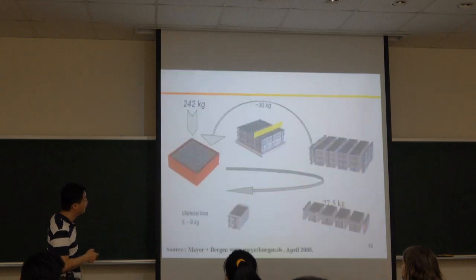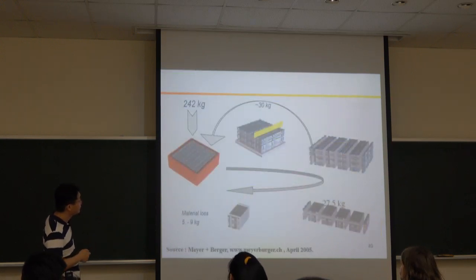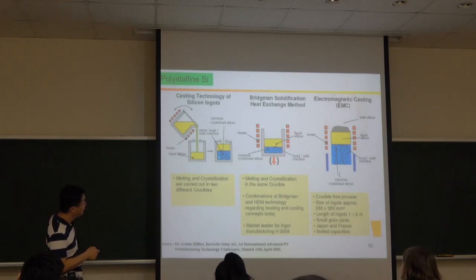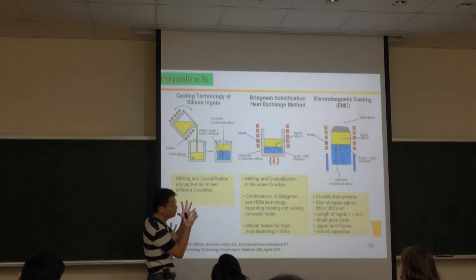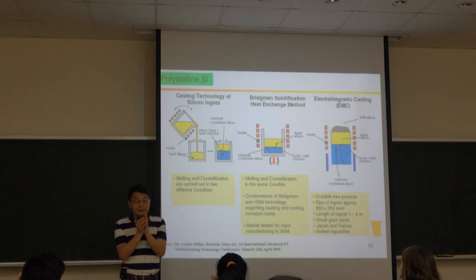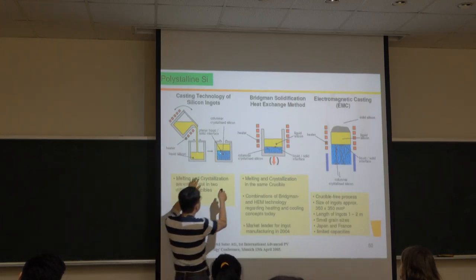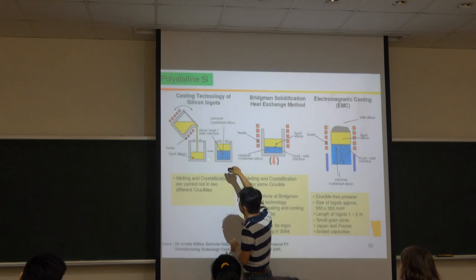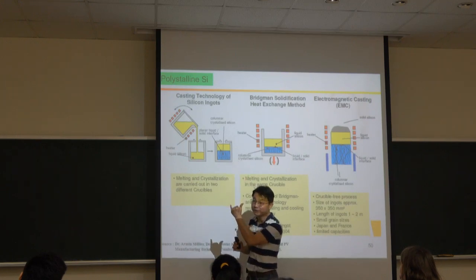Based on this loss, you can see this is the casting process. For example, we heat the silicon into a molten state, pour it into this crucible, and then it crystallizes the silicon. This is for a small volume of crystal, but you still need to lose the six areas, right? You have to lose this end, this plane, this plane, and the top plane. Totally six planes.